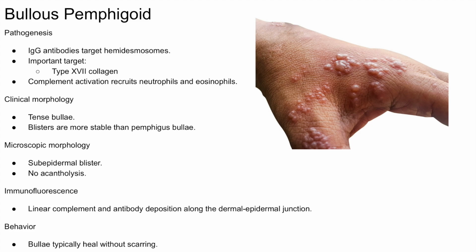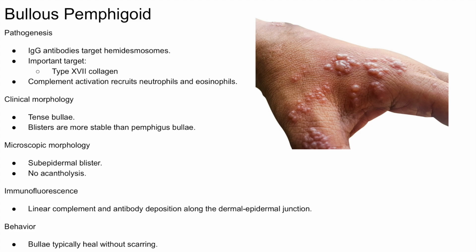against hemidesmosomal proteins, particularly BP180, also known as type 17 collagen, and BP230. Hemidesmosomes anchor basal keratinocytes to the basement membrane, so their disruption separates the entire epidermis from the dermis. This produces a subepidermal blister with a thick roof and therefore tense, stable, and often intensely pruritic bullae.